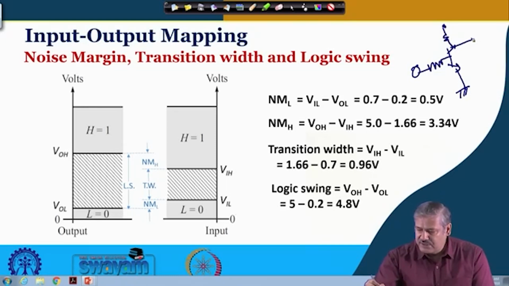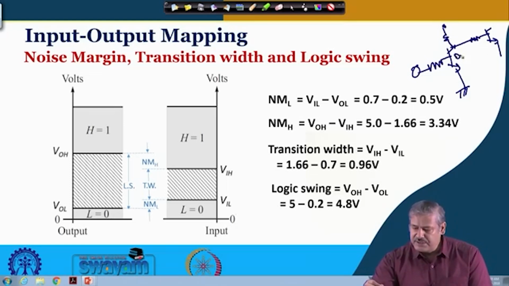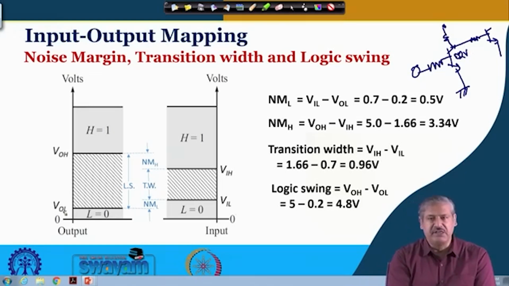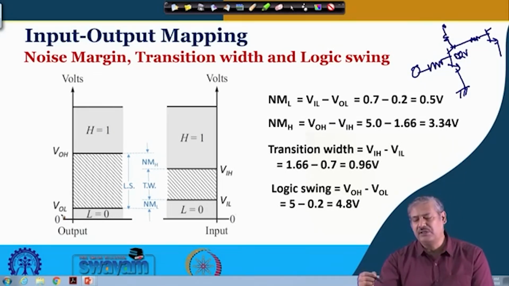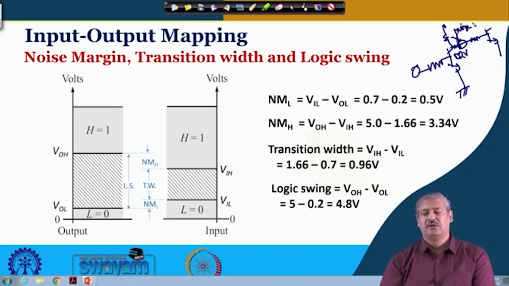So, I am talking about this being connected to another device, another such inverter or other gates. Here it is 0.2 volt maximum when it is treated as logic low; it can be less than that, but let us consider the limiting case. And then noise gets added, say additive noise is getting added over here. So, this is noise.